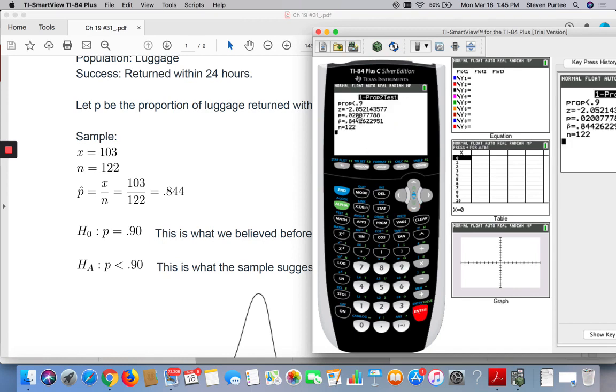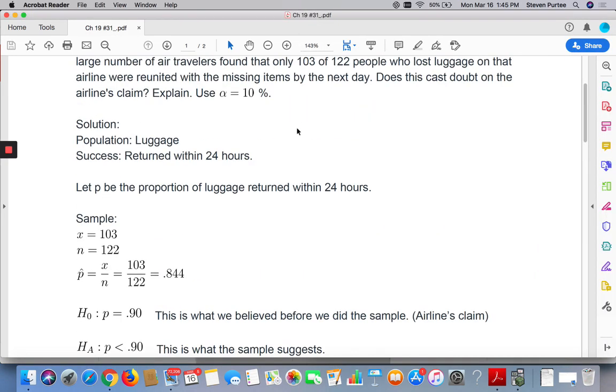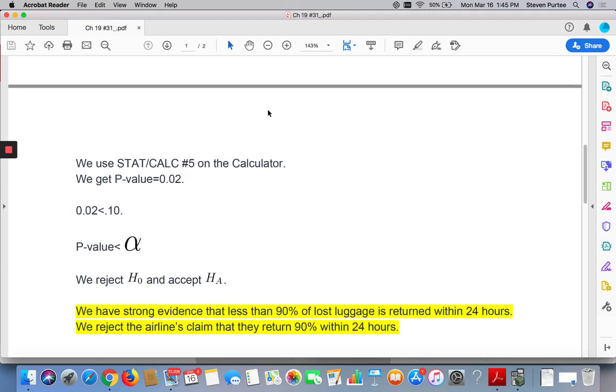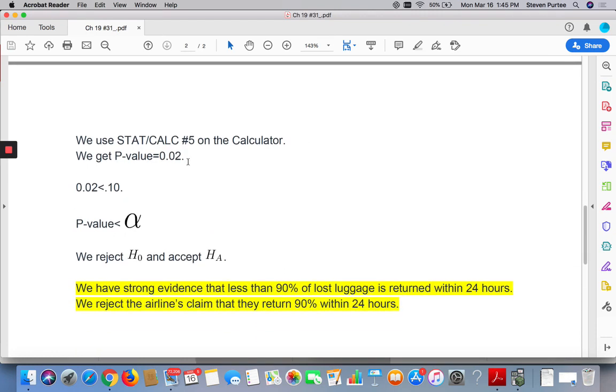There's our p-value, the only number we really care about there. The second one, p-value 2%. Here's our alpha level, 10. So we get a p-value of 2%. That's less than 10, less than alpha. Reject the null, accept the alternative.